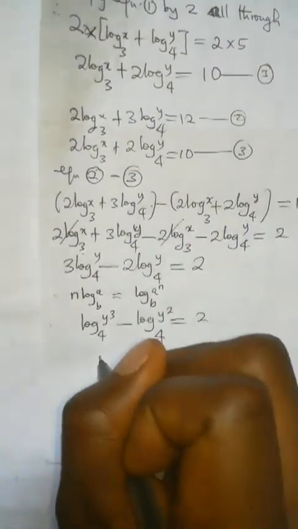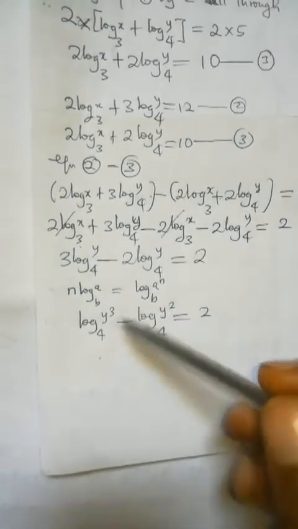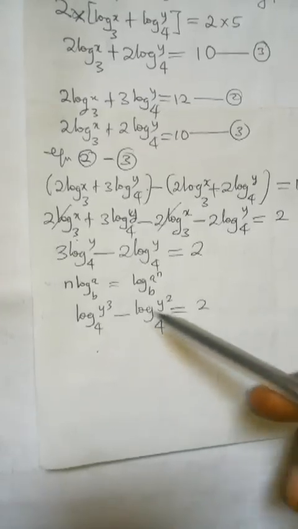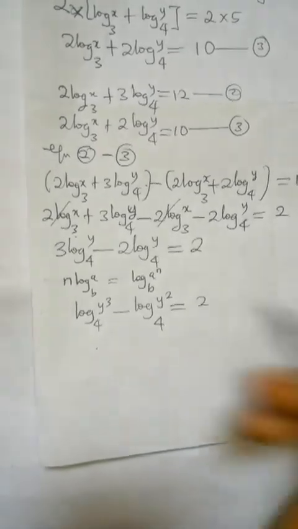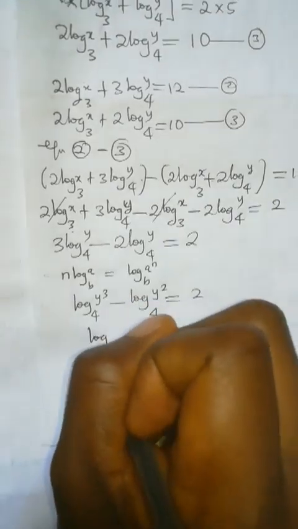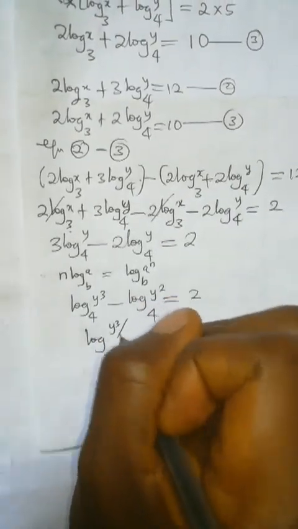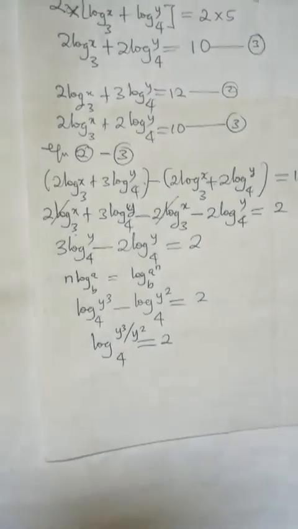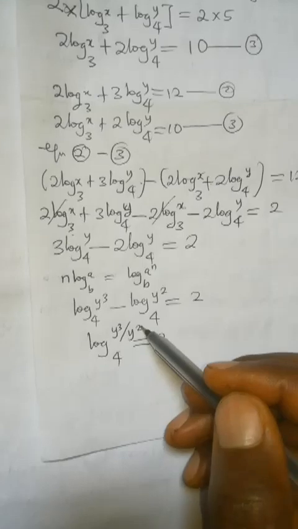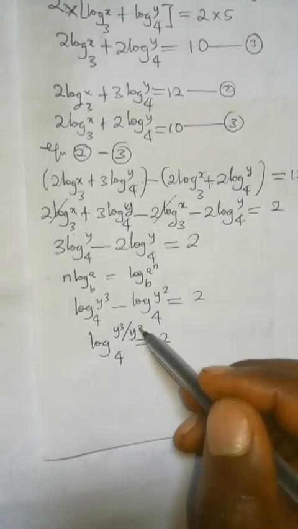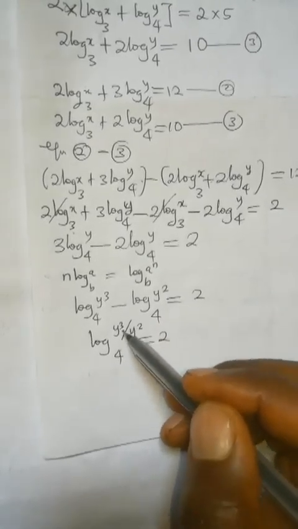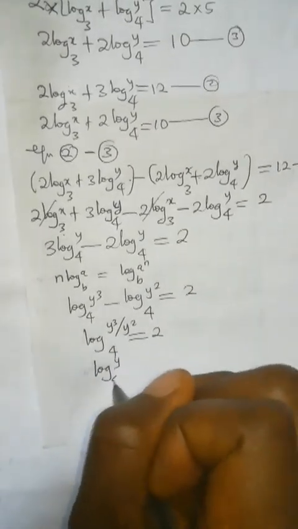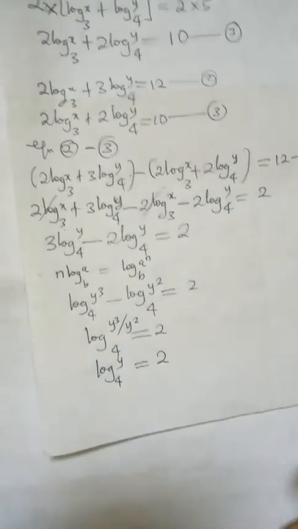From what we know, if we have a logarithm subtraction, log of this minus this, we are going to be using the division law. It's going to be log of y to the power of 3 base 4 divided by log of y to the power of 2 base 4, which is equal to 2. You get it? So y to the power of 3 divided by y to the power of 2 will cancel, and we are left with only log of y. So we have log of y base 4 is equal to 2.